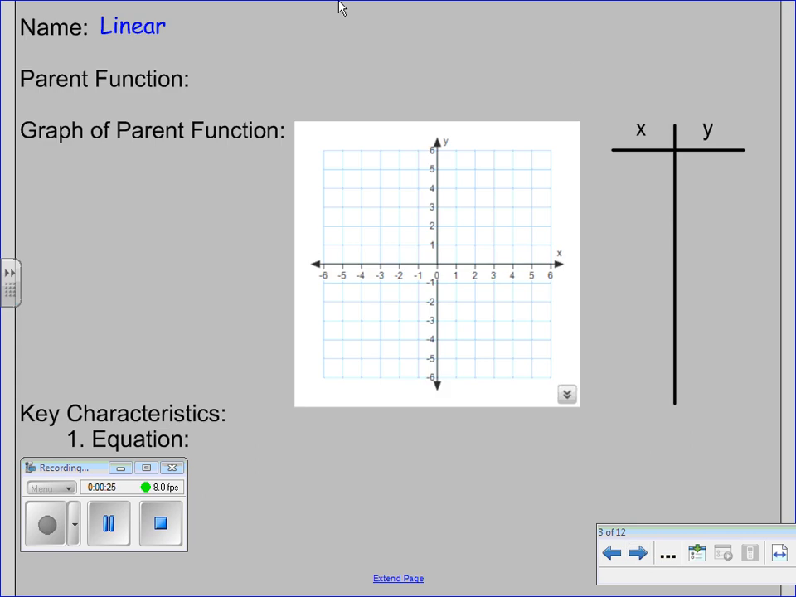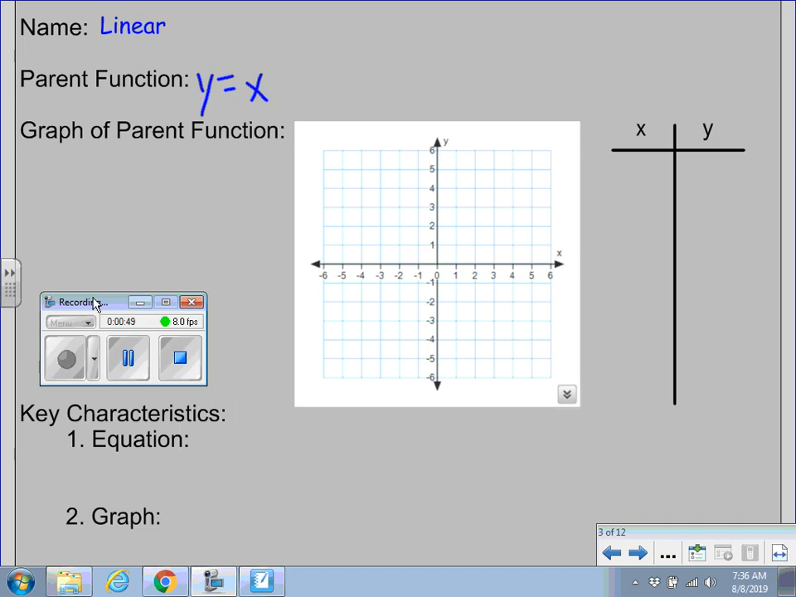Our first parent function you should be very familiar with from Algebra 1, and that is our linear function. So our linear function looks like this. This is the equation y equals x, just our basic linear equation. Now you should remember from Algebra 1 how to graph this, but just in case you don't, I'm going to show you how, as well as look at some key characteristics of the equation and the graph. So we're going to make a little XY table, and we can pick some points on our X side, that's our input side, and then when we plug them in, we can get our Y values.